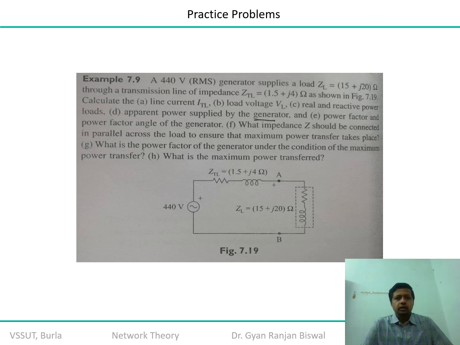Then calculate the line current, load voltage, real and reactive loads, apparent power supplied by the generator, power factor and power factor angle of the generator. What impedance Z should be connected in parallel across the load ZL to ensure that maximum power transfer takes place? Remember, that should satisfy the complex conjugate pair, that means ZTL should be the complex conjugate of ZL. So from there you can get your answer. What is the power factor of the generator under the condition of maximum power transfer? When maximum power transfer is achieved, what is the value of the power factor?